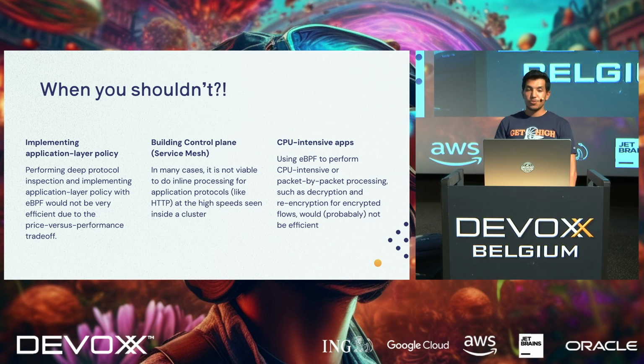When shouldn't you write an eBPF program? Whenever there is something CPU intensive. When you need a lot of CPU, that's a user space program. Don't involve the kernel in there. You're going to slow your whole server. Things like application layer policy, building a control plane for your service mesh, CPU intensive, you got it. So anything that requires a lot of CPU should stay away from the kernel.